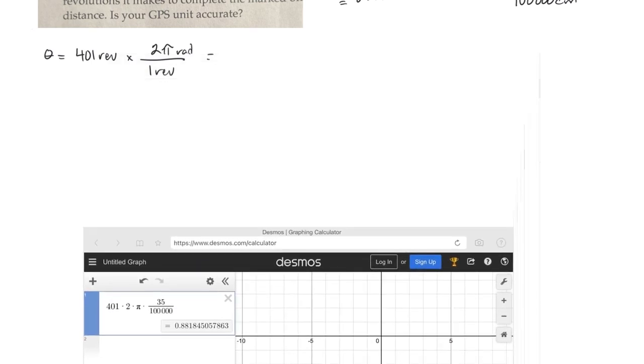So it's equal to 0.8818 kilometers. Therefore, they said it was supposed to be 1 kilometer. You got 0.88. Something's wrong with your GPS. It's not 1 kilometer. Hopefully that helps you with that question.